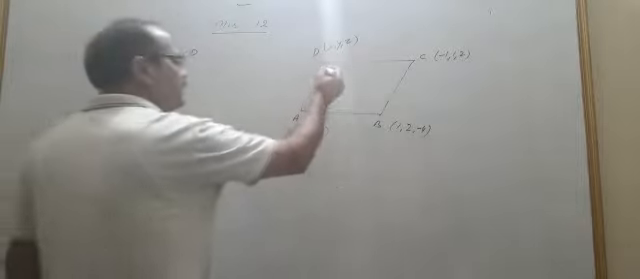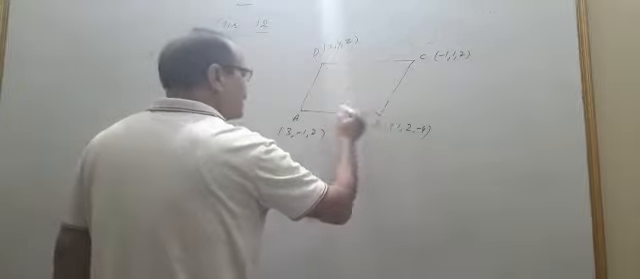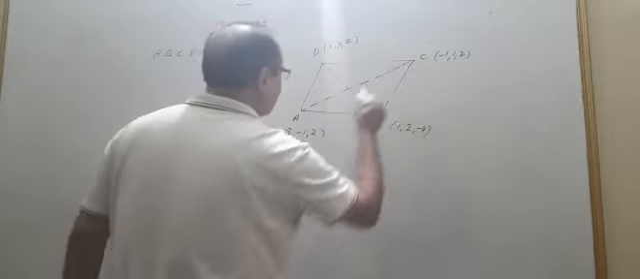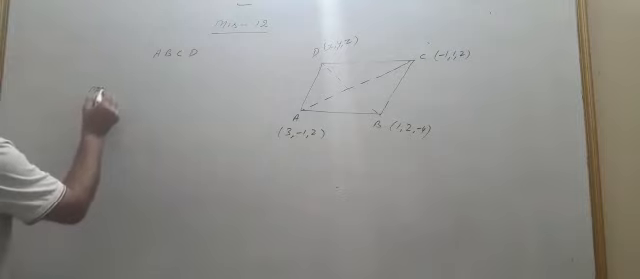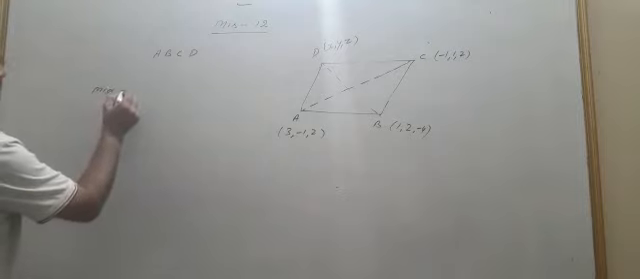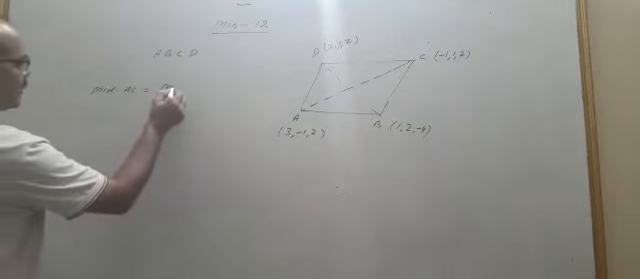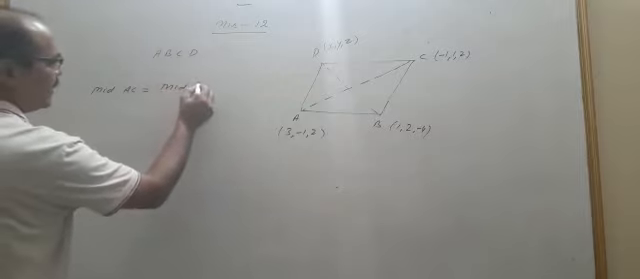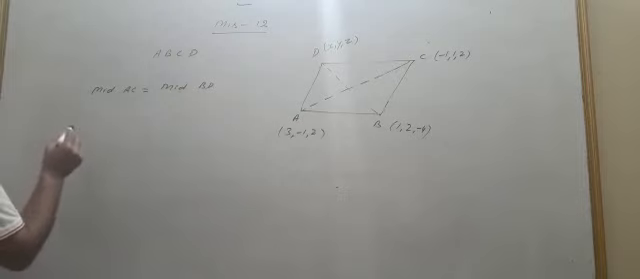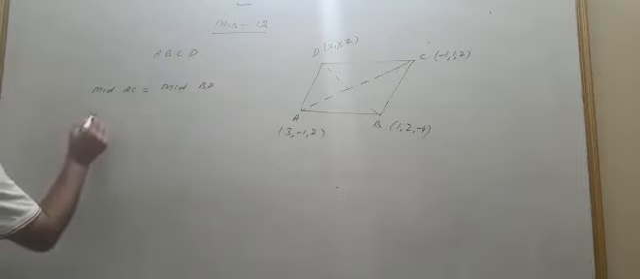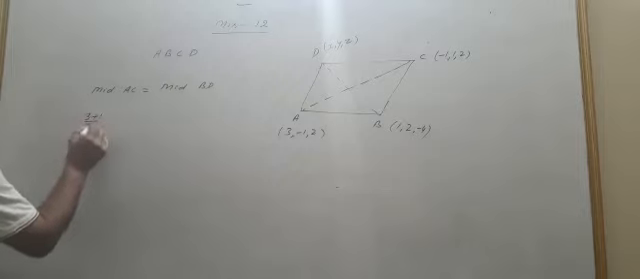So therefore this is the diagonal, this is the diagonal. In the case of a parallelogram we can write that the midpoint of diagonal AC must be equal to the midpoint of diagonal BD. Now how to get the midpoint of AC? AC is the diagonal and the midpoint of this is (3 plus 1) by 2. Here is a minus, so (3 minus 1) by 2.